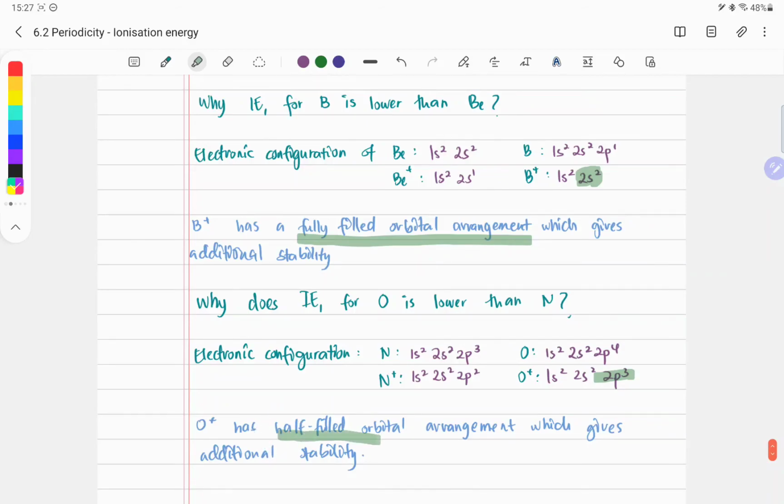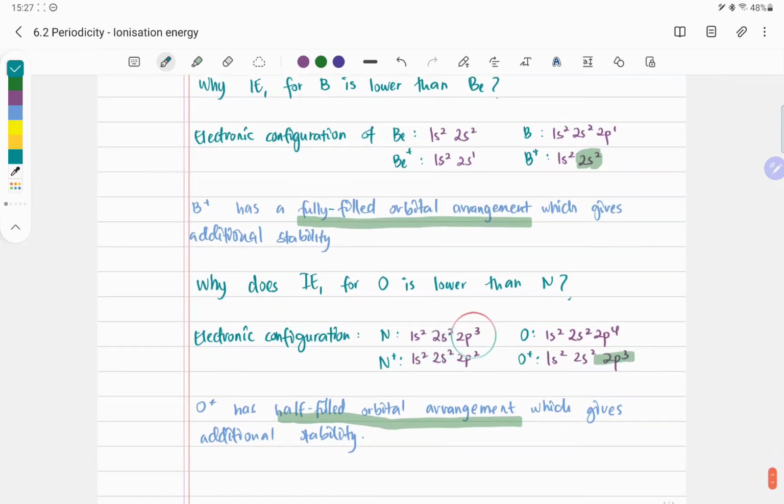O+ has half filled orbital arrangement which gives additional stability. Jadi kalau half filled dengan fully filled ni, dia dapat kestabilan yang ekstra. Okay, kestabilan yang ekstra. Dan sebab dapat kestabilan yang ekstra tu, O nak jadi O+, dia suka, sebab dia akan jadi sesuatu yang lebih stable. Okay, ni biasa je. Bila dia jadi O+, dia akan jadi lebih stable. Jadi dia akan nak jadi O+. Jadi tenaga yang diperlukan sedikit sajalah untuk capai stability tu. Dia memang nak sangat buang elektron tu untuk capai kestabilan yang ini.